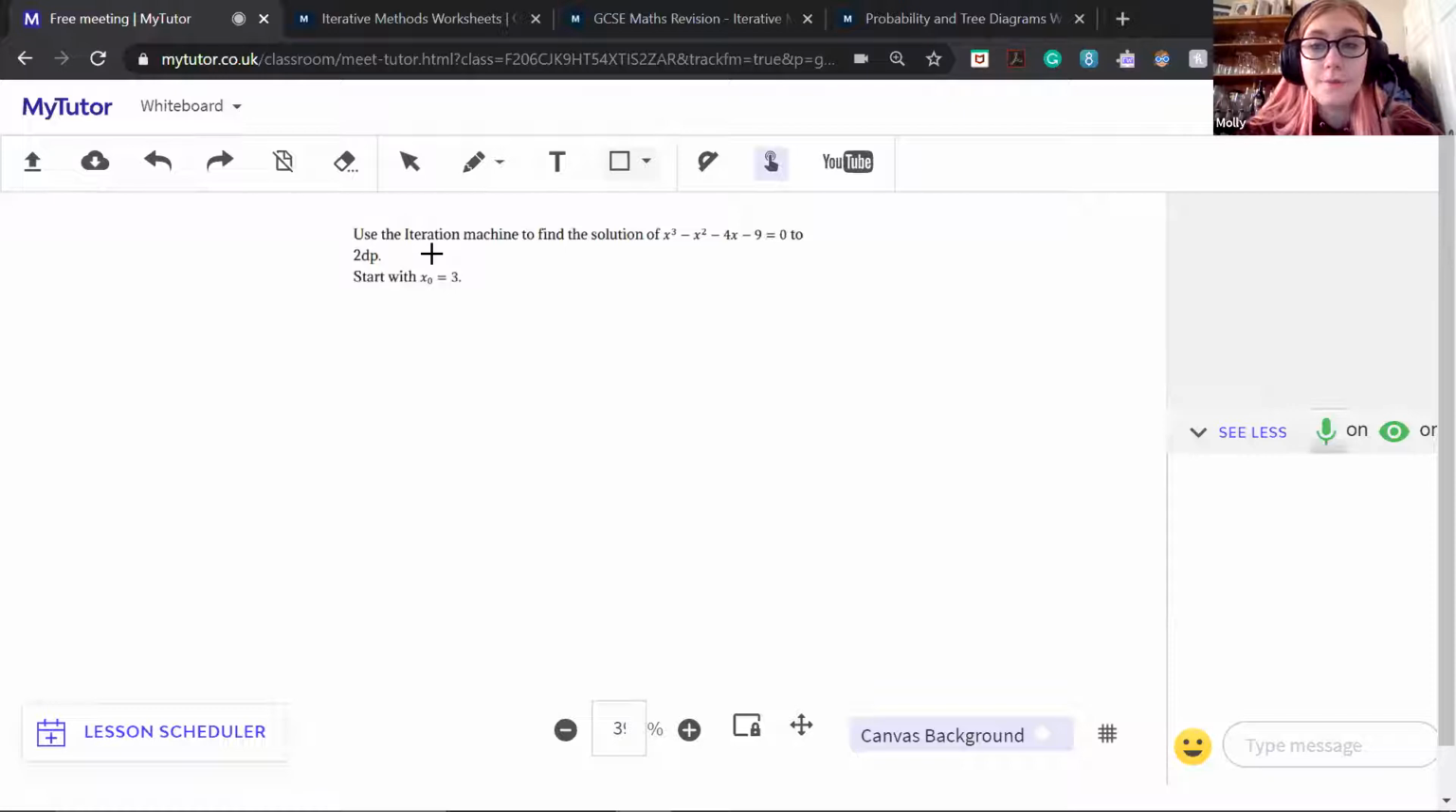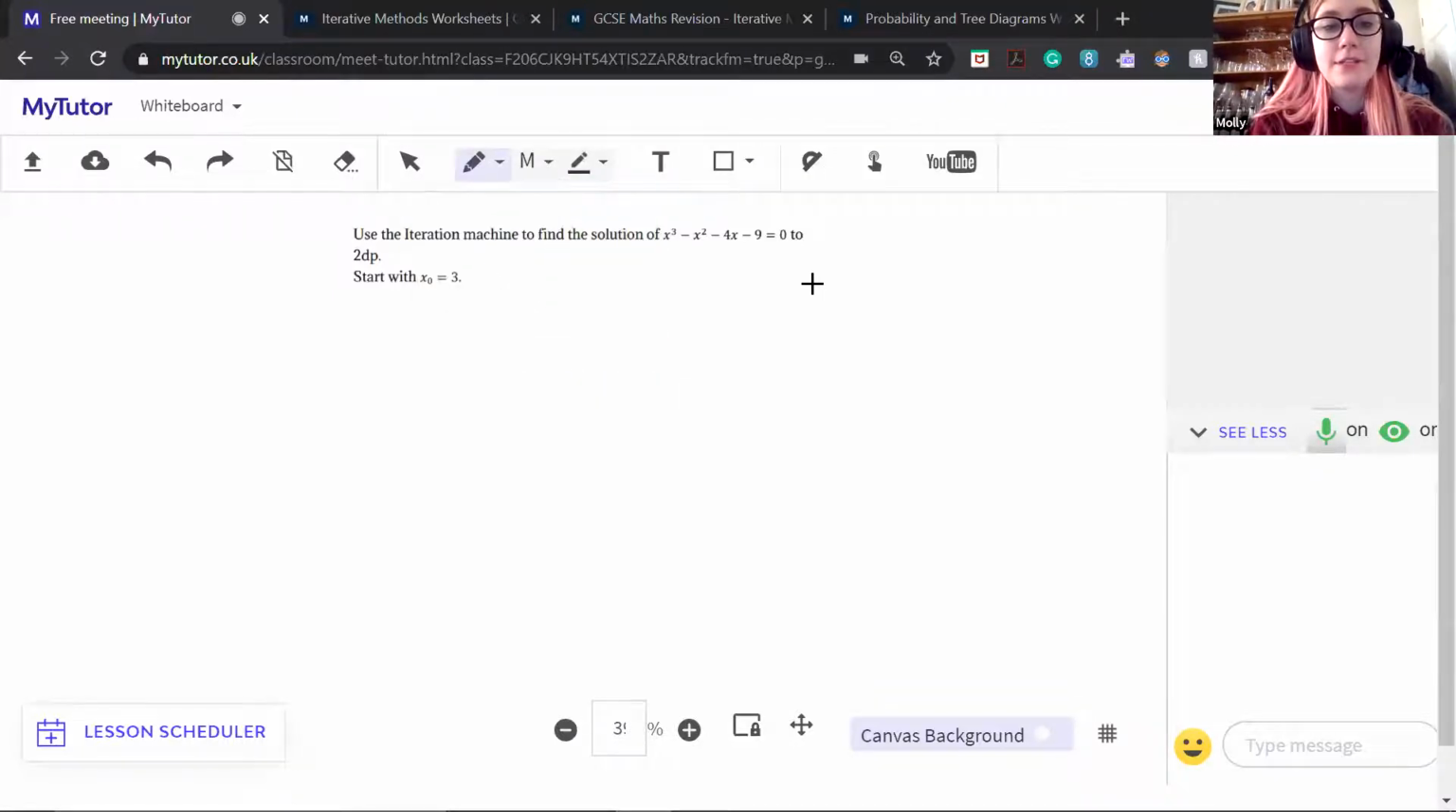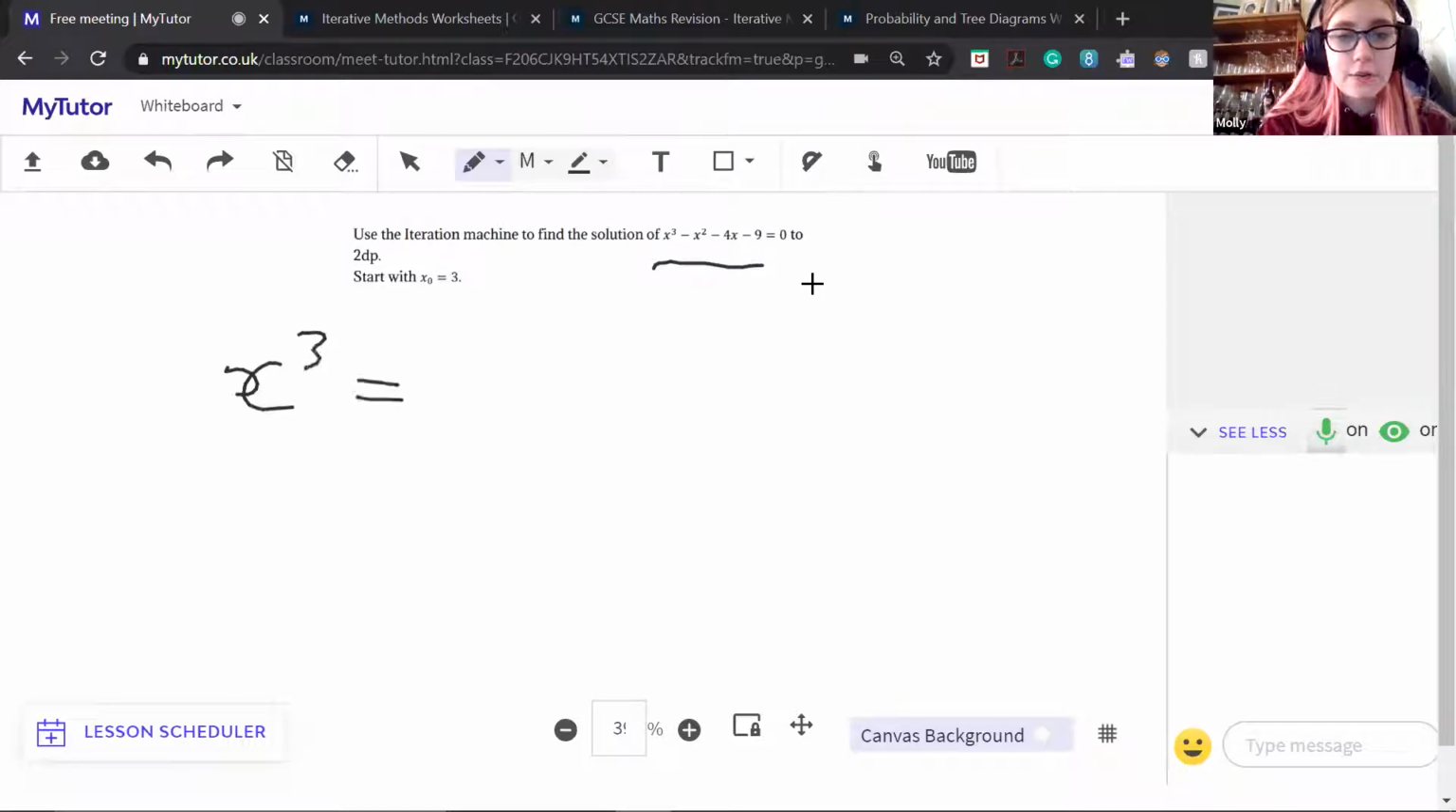The way that we do these seems a bit odd to start with, but it will make sense the more that we do it. So we're going to rearrange this so that we have just one x on one side, so x equals something else in terms of x. If you remember in the quiz, it talked about having different methods of rearranging things, and it gave you different solutions. The way that I'm going to do it is, we start with this, and I'm going to move everything to the right-hand side apart from x cubed. So x cubed equals x squared plus 4x plus 9.